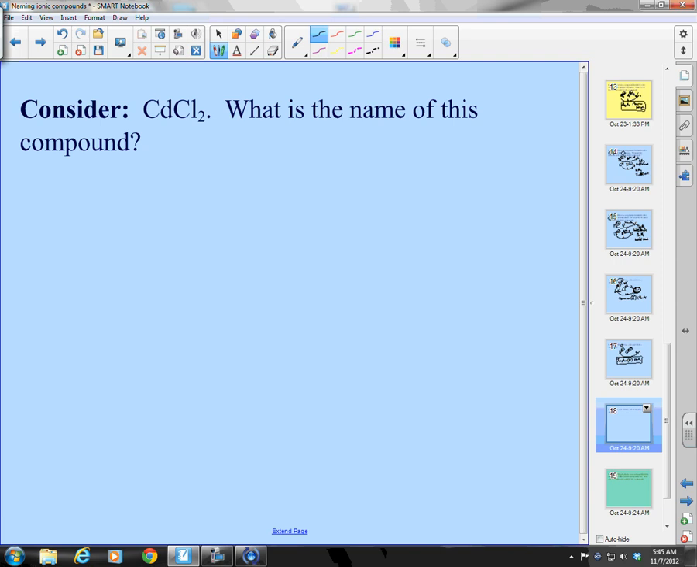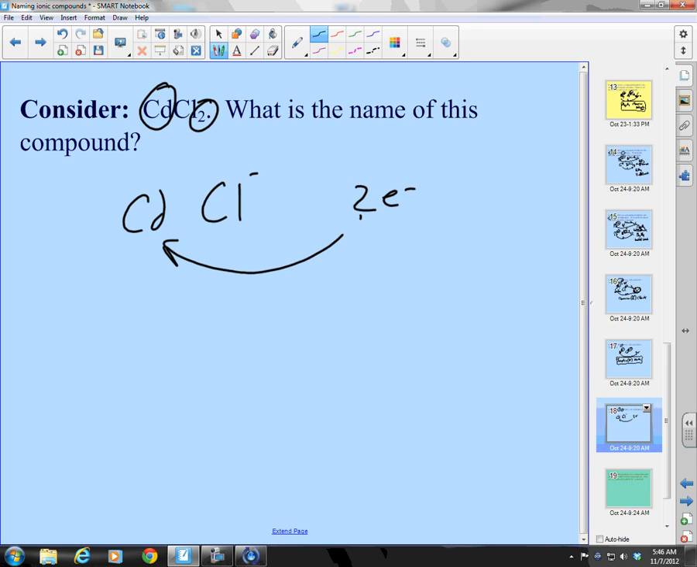Here we go. What do you say? Well, we notice that cadmium is a D block metal, so we have cadmium, and I have chlorine, and I have 2 chlorines. That means I'm going to have 2 electrons that the chlorines take up. And where do those electrons come from? They come from cadmium. So cadmium is going to be a 2+. So it's cadmium 2 chloride.